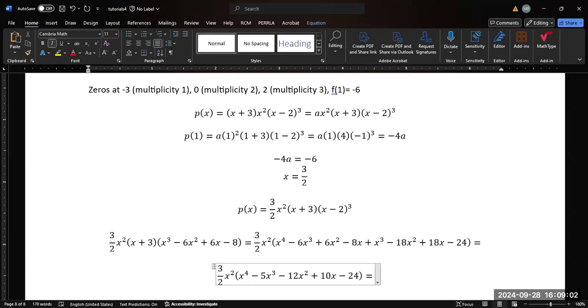And so finally, we're going to get 3/2 x squared times x to the 4th is x to the 6th. And then minus 15 over 2 x to the 5th minus, 2 cancels with the 12, leaves me with the 6, so I get 18x squared plus 30 over 2, which is going to give me 15x minus 36.